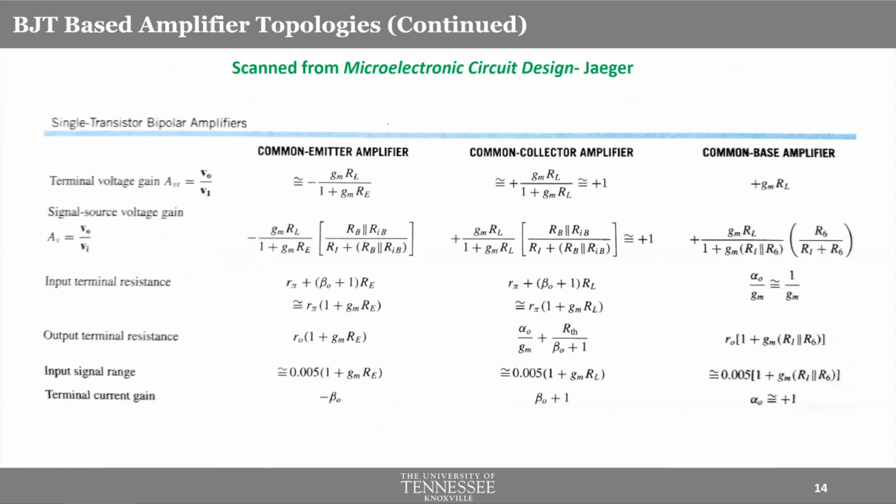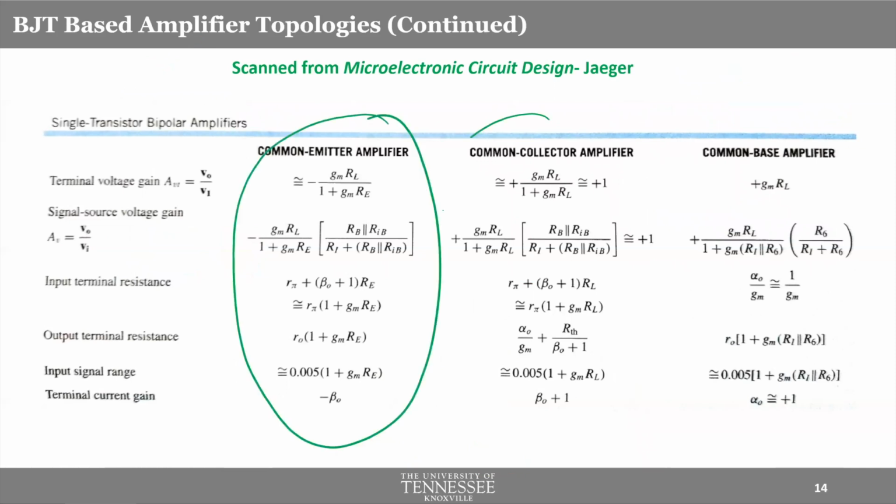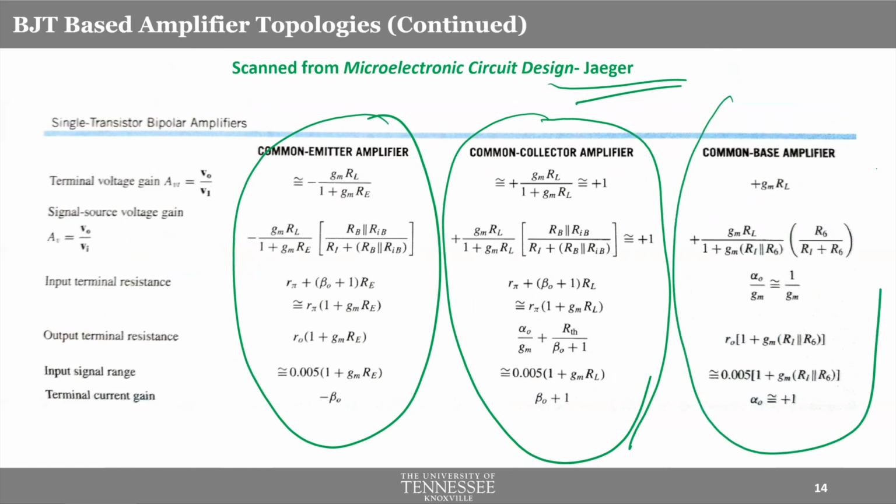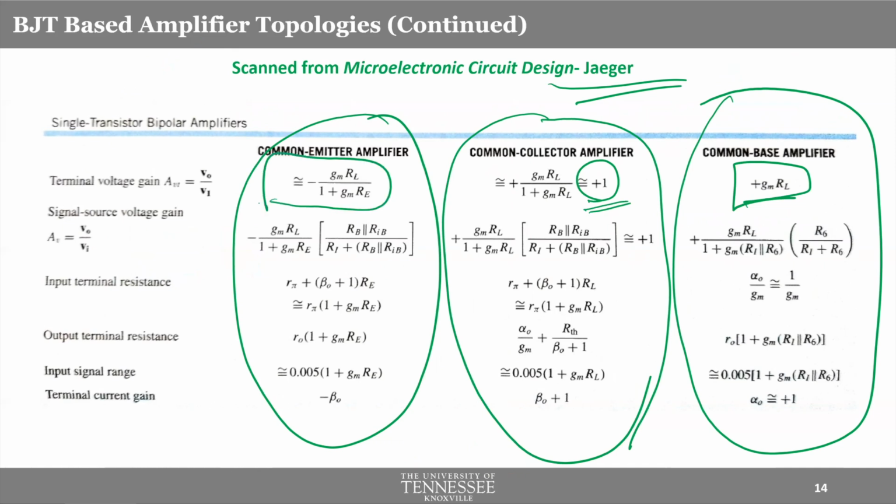And eventually, this is a comparison that you will find in the textbook, same textbook. And you see how symmetric these things are. Common collector does not amplify. You have a gain of 1. And common base has positive, common emitter has negative gain. And again, this is source degenerated characteristics. You can always replace RE with 0 and you get the same level of gain, but positive and negative, just to represent. One of them will invert, one of them will not.